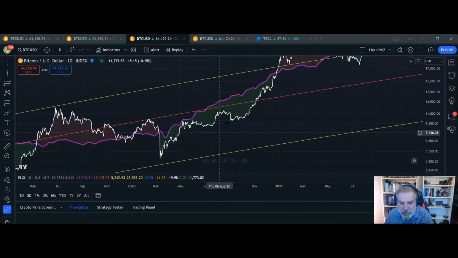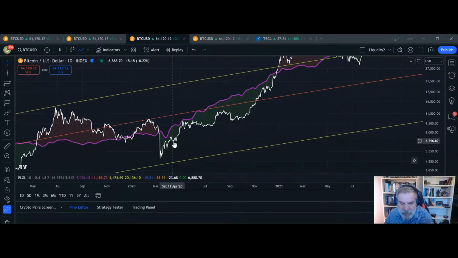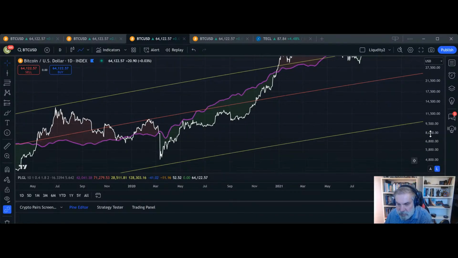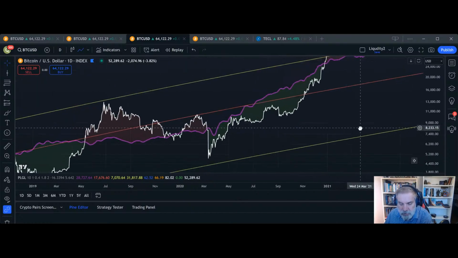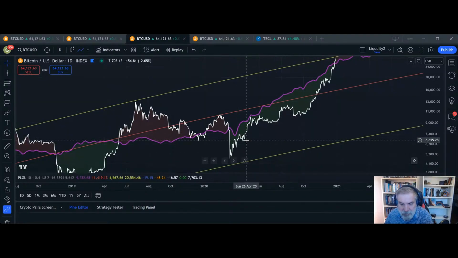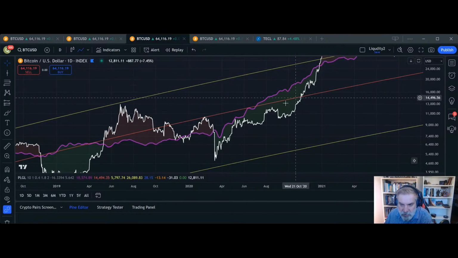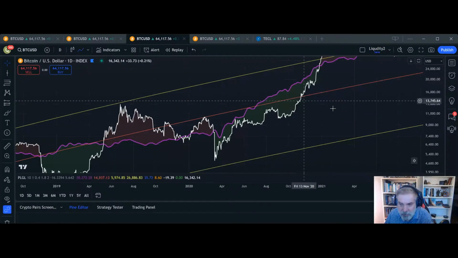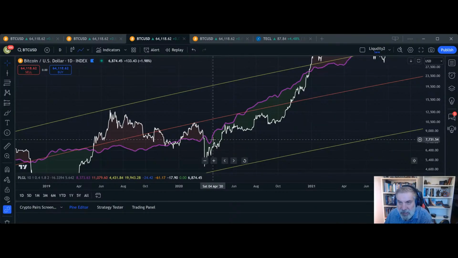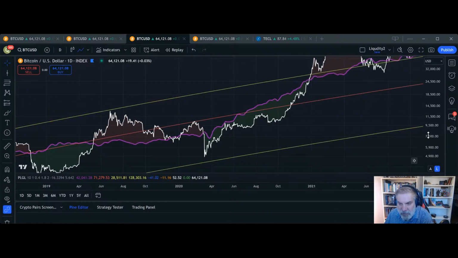But you see the general pattern: we have this period where the purple line is above the white line. The white line is the pure price, just daily closing prices. And if the purple line is above, and you see I shade this region between the two curves in green, that is a signal that we have enough liquidity, that the price is actually undervalued relative to the available liquidity.